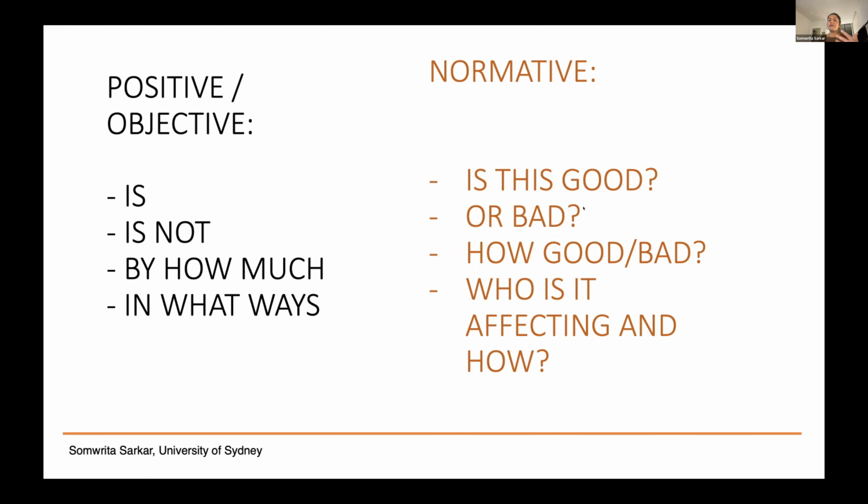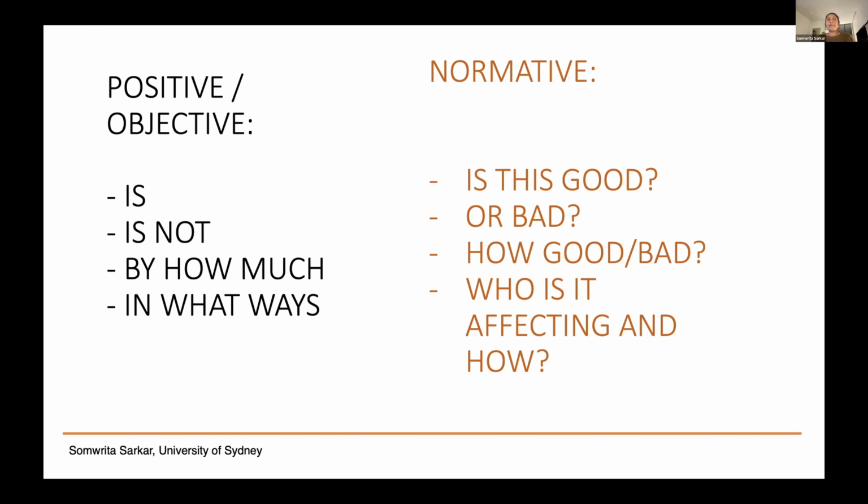Is it all right if my city is this much segregated, or is it bad? Who is it affecting? Who is getting affected? In what ways are we getting affected? Right? So another very nice example I often think of is affordable housing.